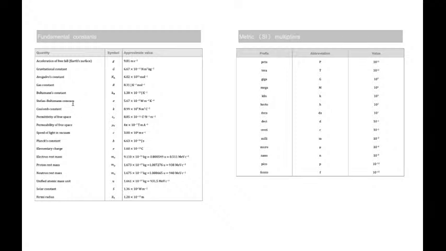Here we go. Stefan-Boltzmann constant, different than Boltzmann constant, Boltzmann was a busy man. We've got 5.67 times 10 to the negative 8 watts per meter squared per Kelvin to the 4.